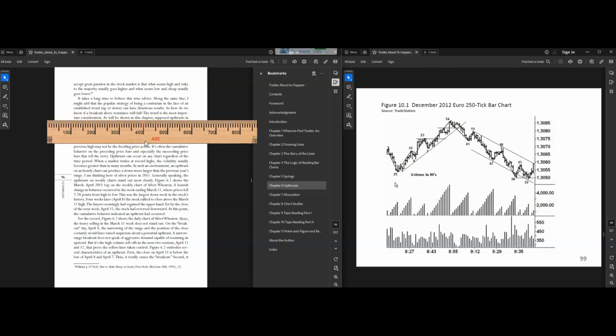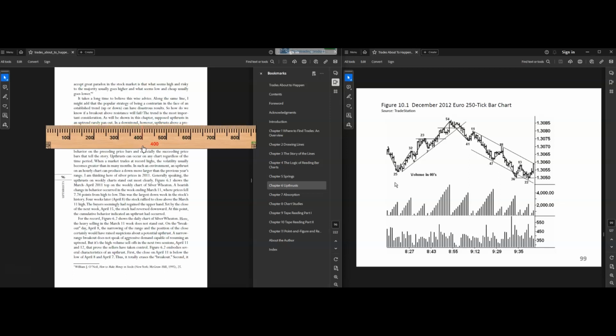So how do we know whether a breakout will be a fake out? The trend is the most important consideration. All right? Here you go. Do not sell upthrusts in an uptrend. Why? As will be shown, upthrusts in an uptrend rarely work. They rarely pan out, so don't do it.